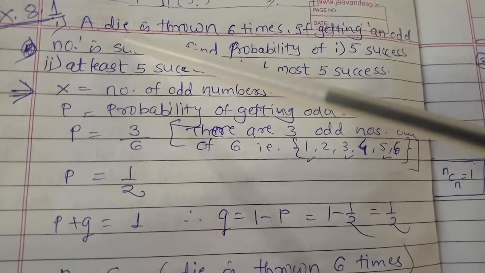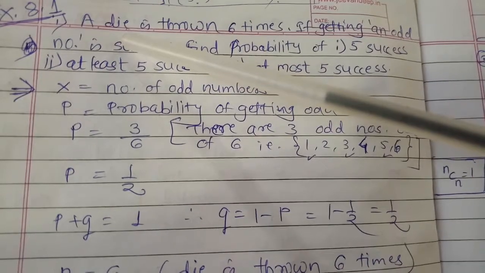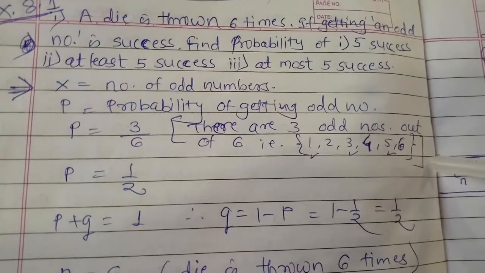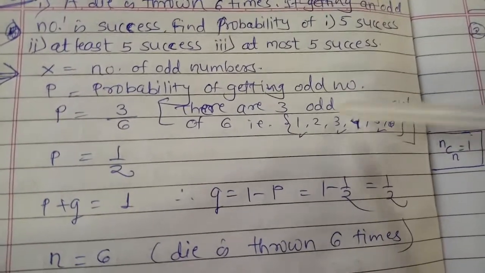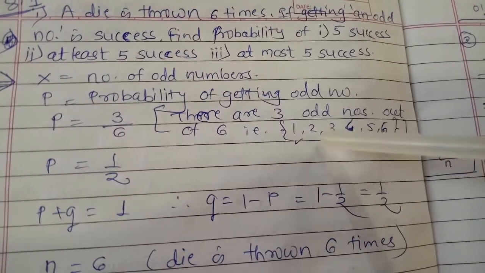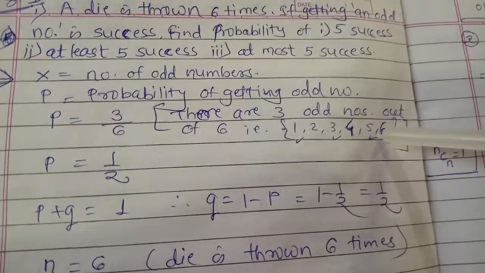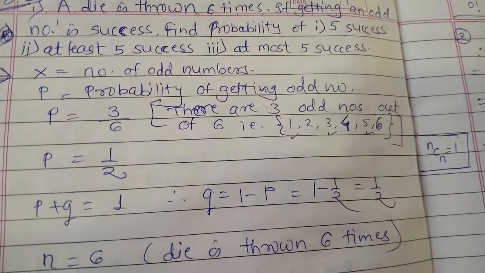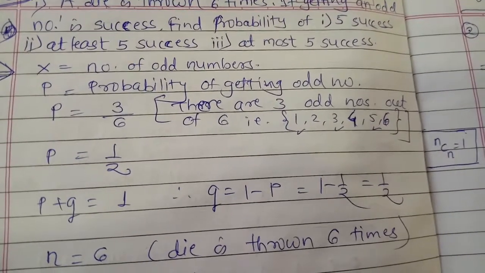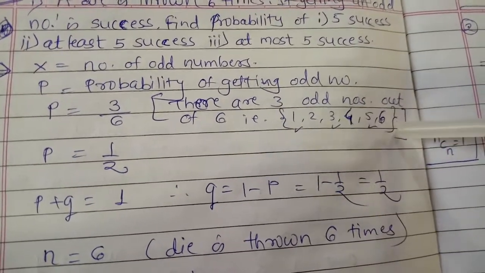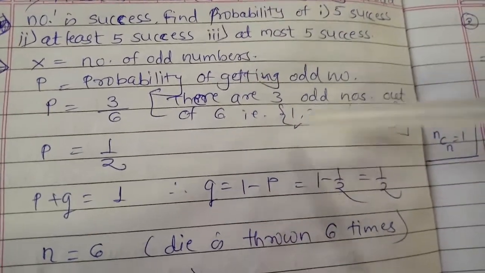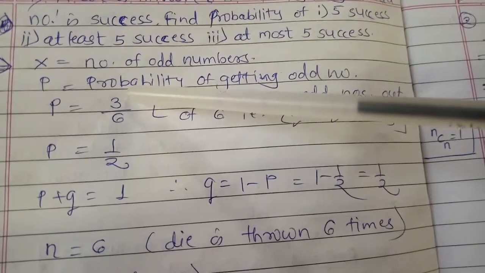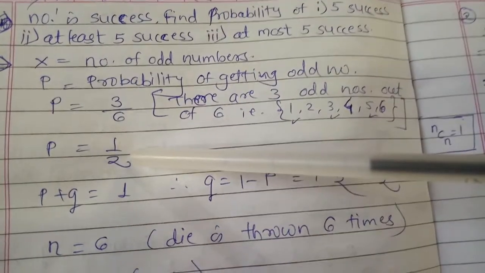A die is thrown. So whenever we throw a die, we get this in the sample space: 1 2 3 4 5 6, out of which the odd numbers are only 3, that is 1, 3 and 5. So these are the odd numbers, and so we have to get here the 3 numbers which are odd. So out of 6, 3 numbers are odd. So 3 by 6 means p is equal to half.